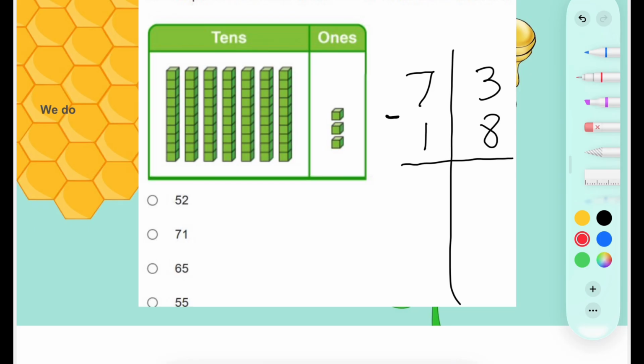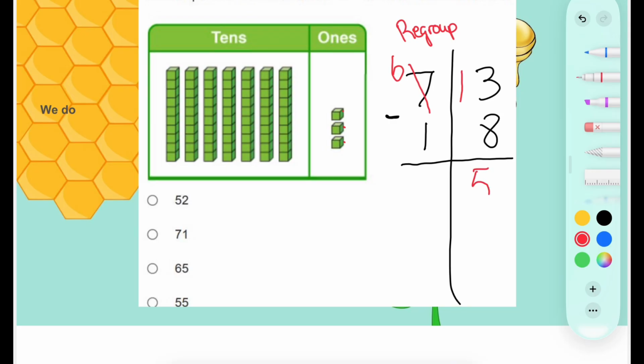Now we ask ourselves, do we have enough? No, we do not. We have 3 ones. We have to take away 8. So I'm going to take a 10. This is called regroup. And I'm going to make it now 6 tens and move that 10 over, which is 13 ones. Next, I'm going to put 8 in my head and count to 13. 8, 9, 10, 11, 12, 13.